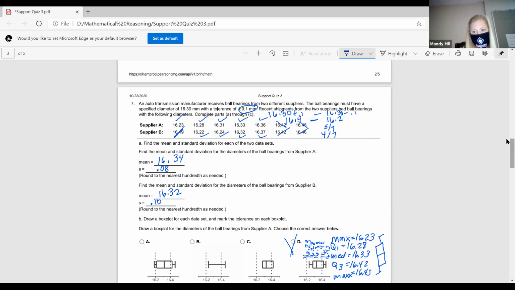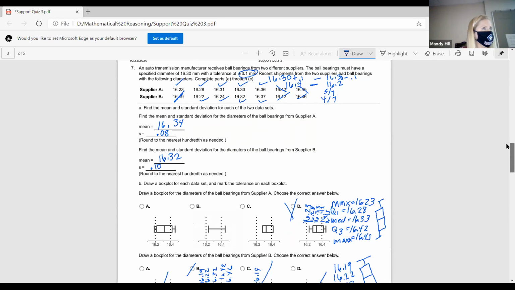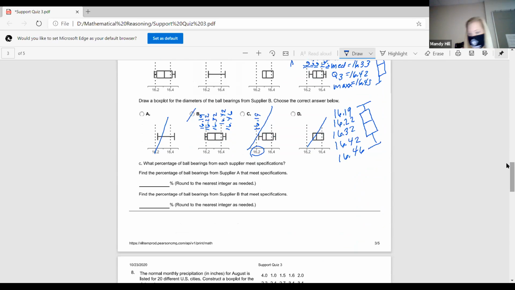Okay. Questions about that? When we come down here to the bottom, we need to compute these. So 5 out of 7 and 4 out of 7. We're going to have to change them to percent. So that means you're dividing, and multiplying by 100 after you do that.